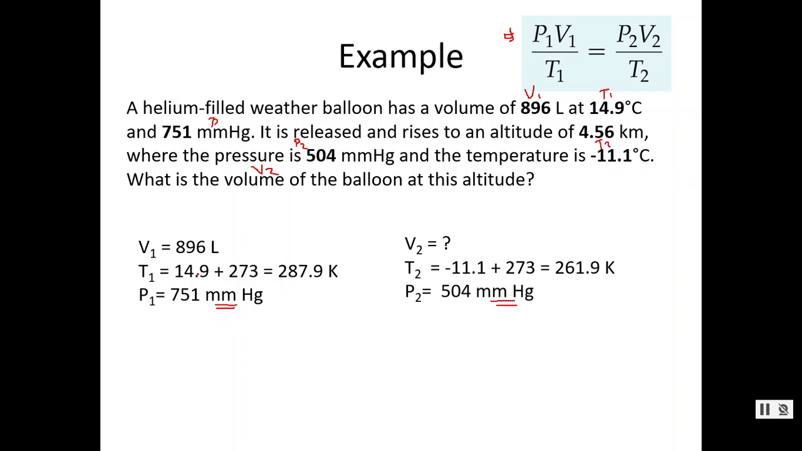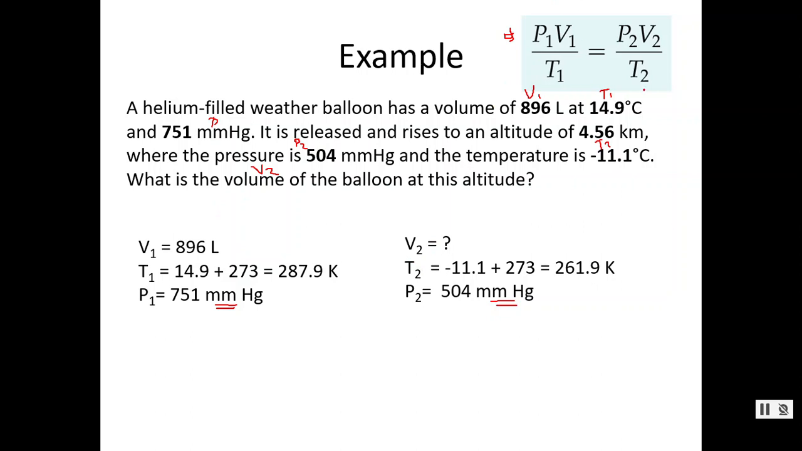and I'm not going to convert those into atmospheres, because when I substitute those into my combined gas law equation, the units will cancel and I'll still get a volume that is in liters. You would still get the same answer for this problem if you converted both of those pressures to atmospheres. But since they're both in millimeters of mercury, I'm just going to stick with that. So I've organized my data.